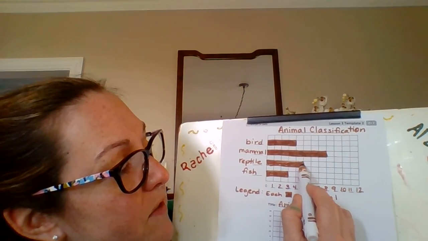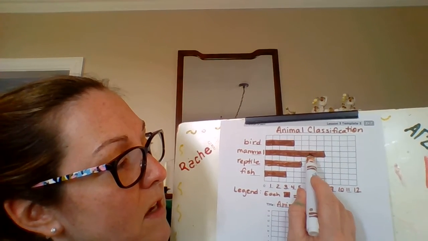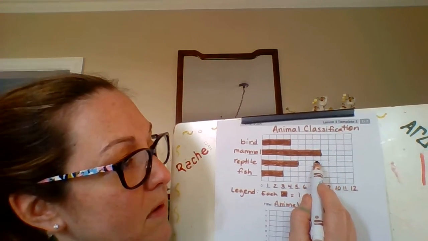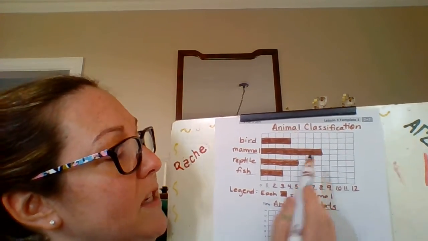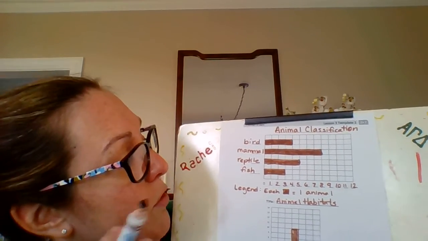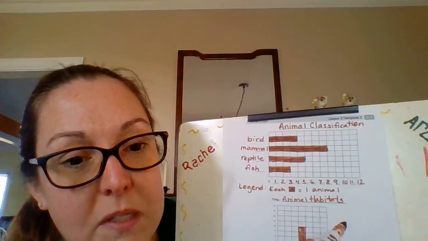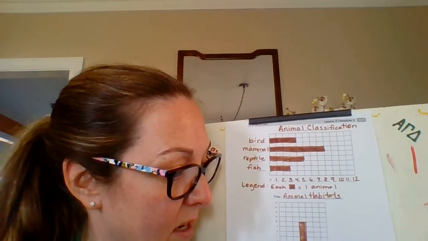I can use my graph to count up, because I can see that there are 3 more boxes colored in on mammal than are colored in on reptile. So I can tell that mammal has 3 more than reptile. So I would say there are 3 more mammals than reptiles, period. And that would make a nice sentence to answer that question.